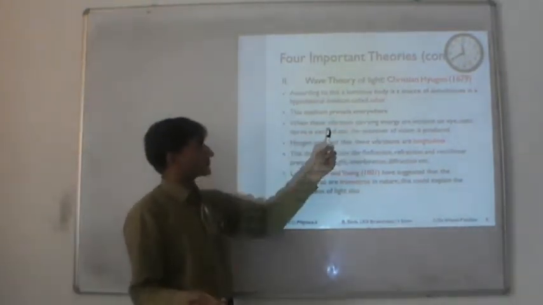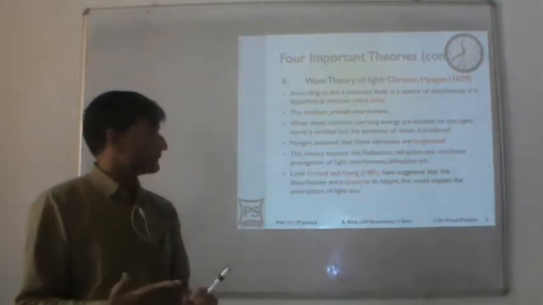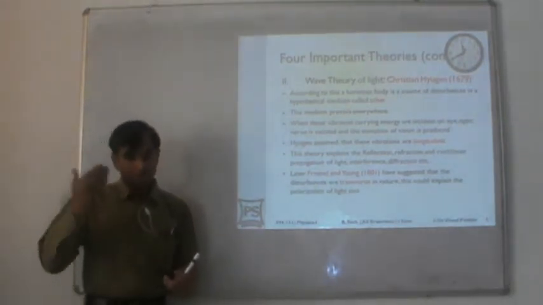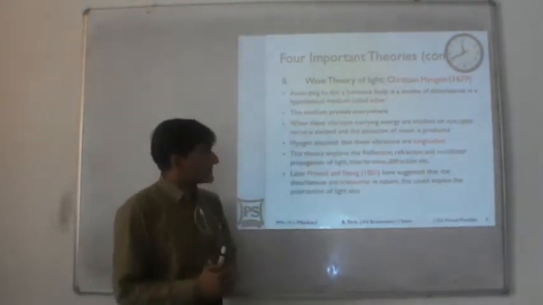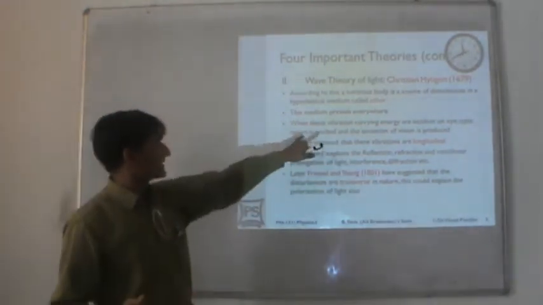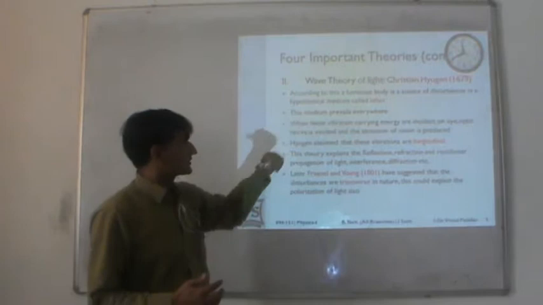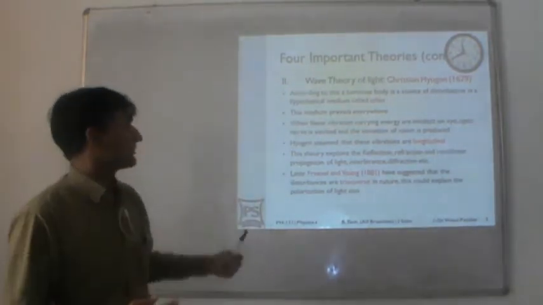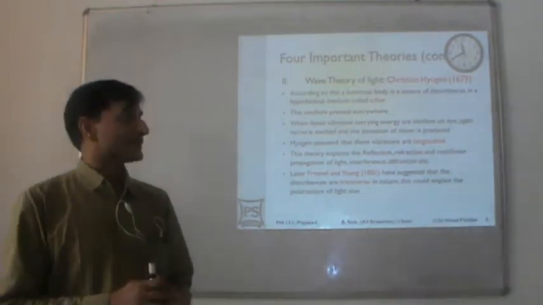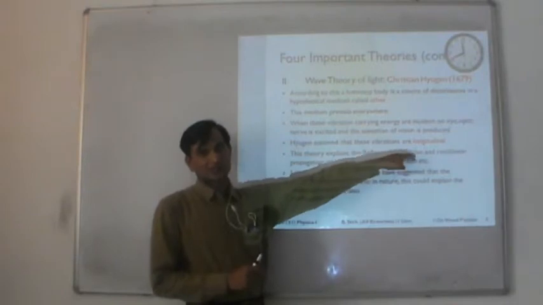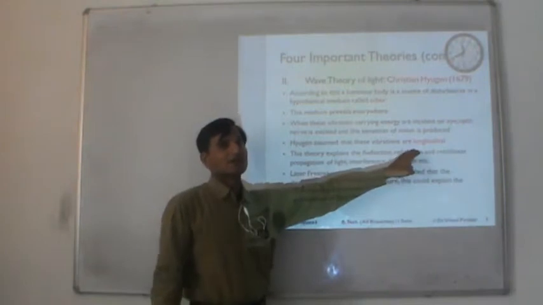When these vibrations, these disturbances basically carrying energy, are incident on the eye, our optic nerve, you know, the eye has an optic nerve basically, so that optic nerve is excited, and we are able to see the light basically. Now, along with these assumptions, Huygens has also assumed that these vibrations are longitudinal in nature. Okay, because when you talk about a wave nature, then always you need to define which kind of wave it is, whether it is transverse or longitudinal. So Christian Huygens says that these vibrations are longitudinal in nature.